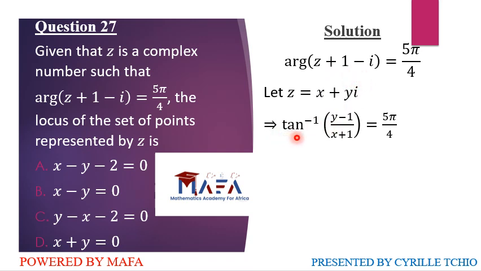So tan inverse here is the imaginary part of the expression, y minus 1, divided by the real part. Since z is x plus yi, you just replace it here: y is the imaginary part, and then negative 1, so y minus 1, divided by the real part, which is x, plus 1, which is also real because there's no i attached to it. So you have x plus 1, and this is equal to 5 pi on 4.